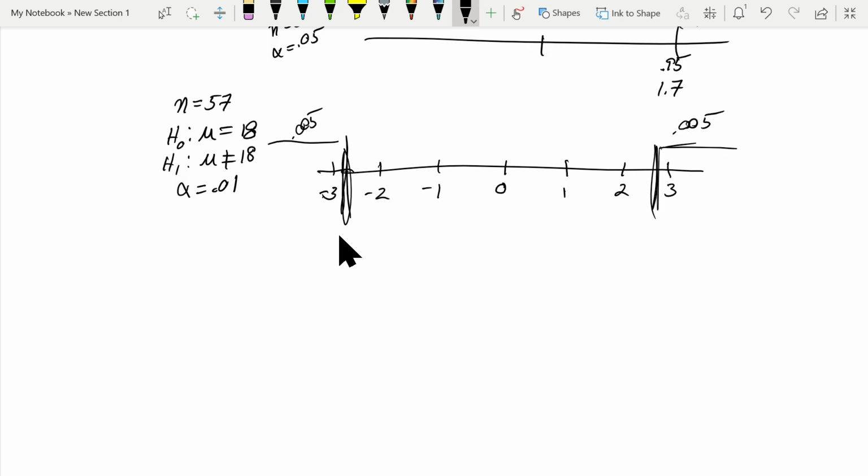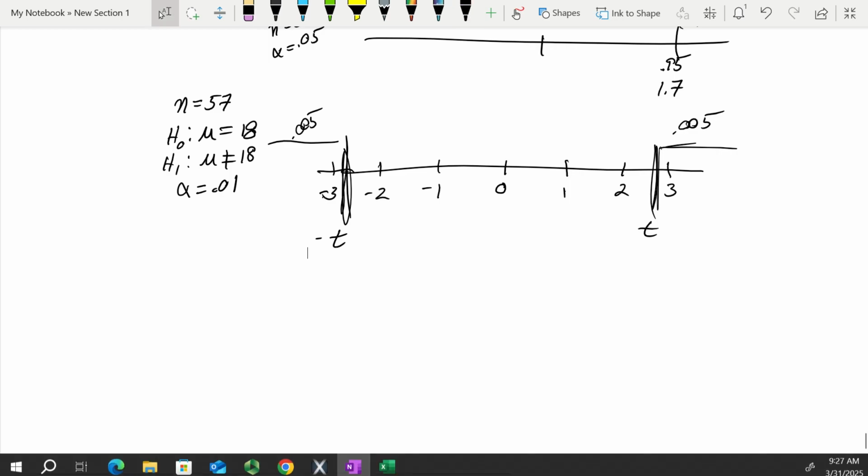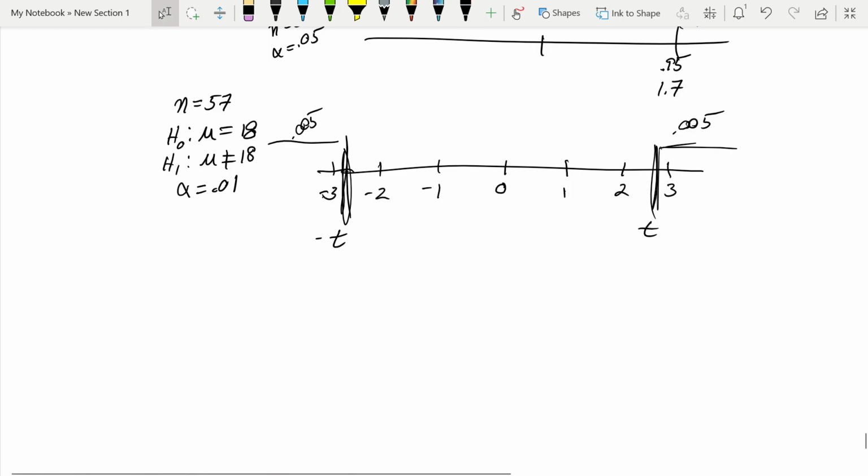I need the t-value that cuts off the critical region. And it's going to be plus and minus. It's the same thing because I got the same amount of area on both ends. What's the command in Excel to get that t-value?